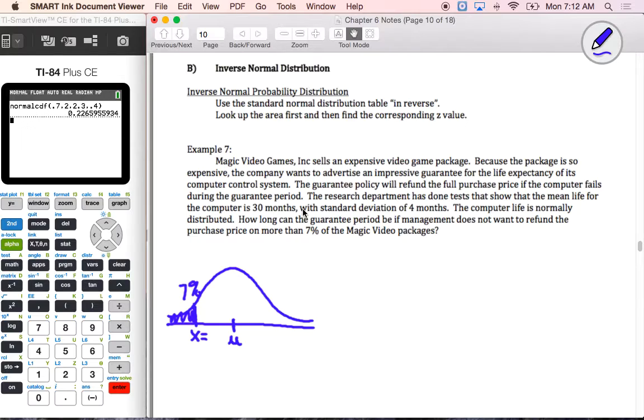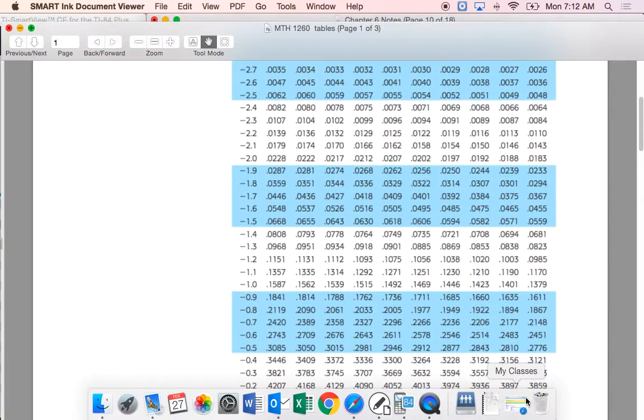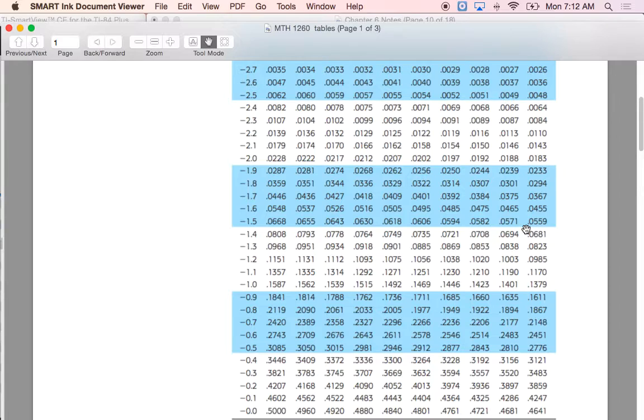So in order to do this, we first have to figure out the Z value that goes with 7%. So 7% as a decimal tells us our area is 0.07. You got to move your decimal place to the left 2 spots. So now when I want to find my Z, again, we got to look inside of our table, and you want to find 0.07 inside of the table.